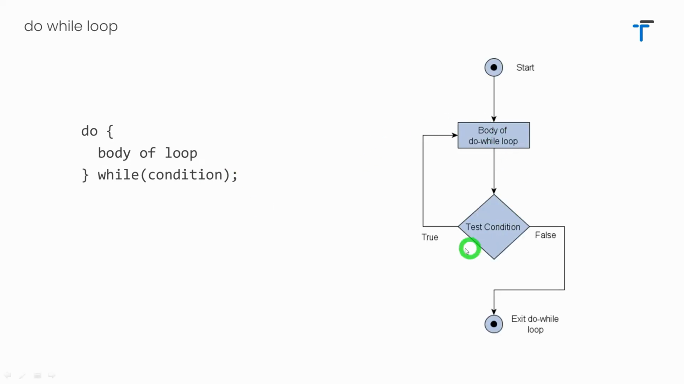This is the basic flowchart of do while loop. You can see, first of all, the body of the loop will execute, and after executing the body of the loop, the condition will be checked. When the condition is true, the body of the loop will execute again. After executing the body, once again the condition will be checked, and when the condition is true, the body of the loop will execute again. So this process of executing the body of the loop and checking the condition will keep repeating as long as your condition is true. And once your condition becomes false, it will jump out of the loop body.